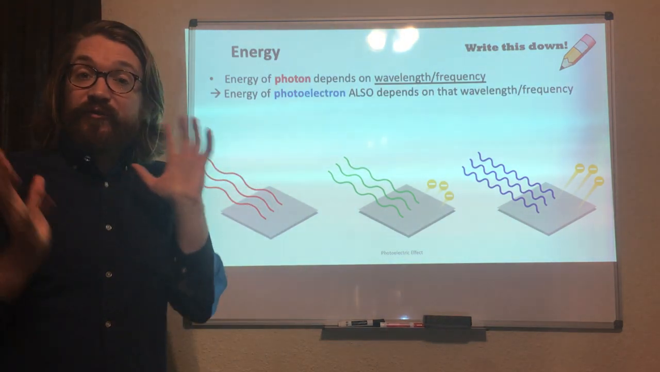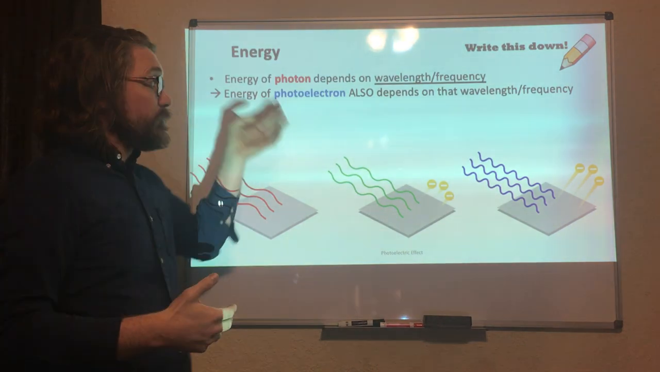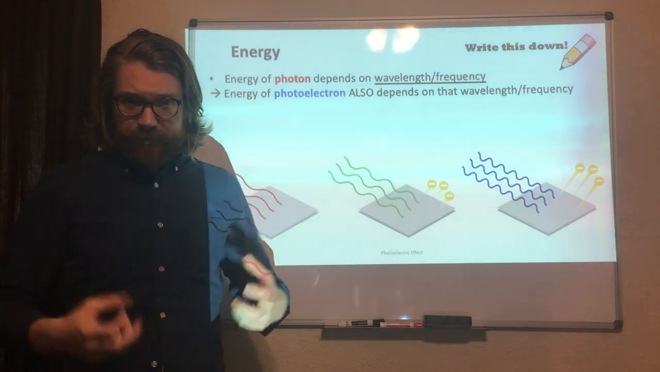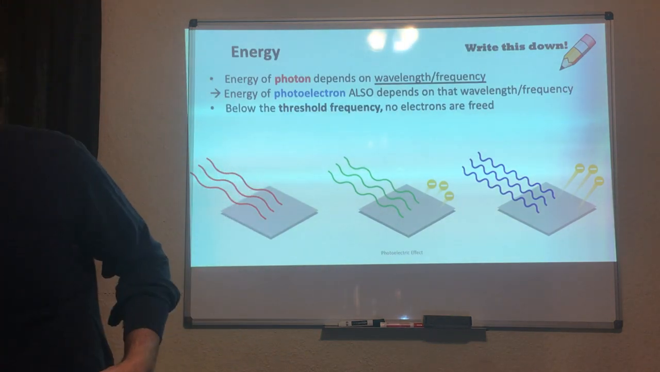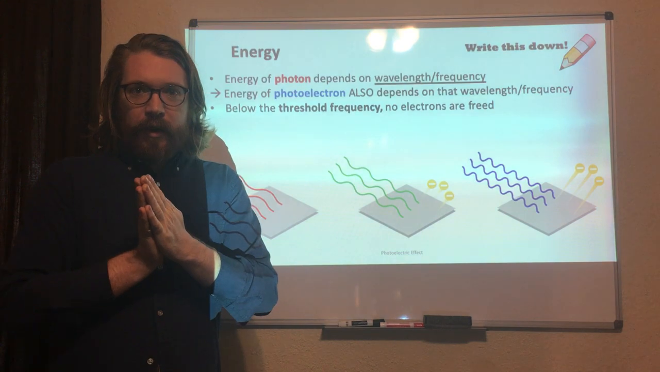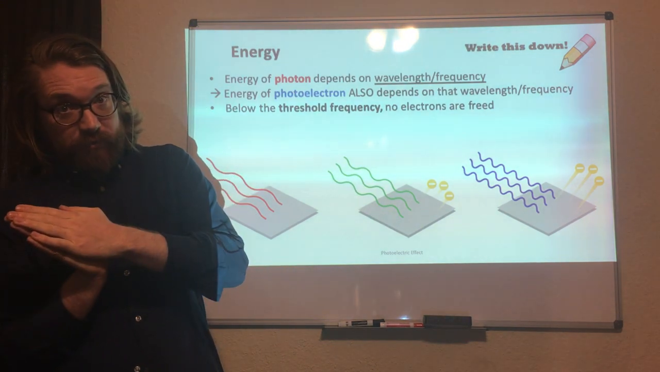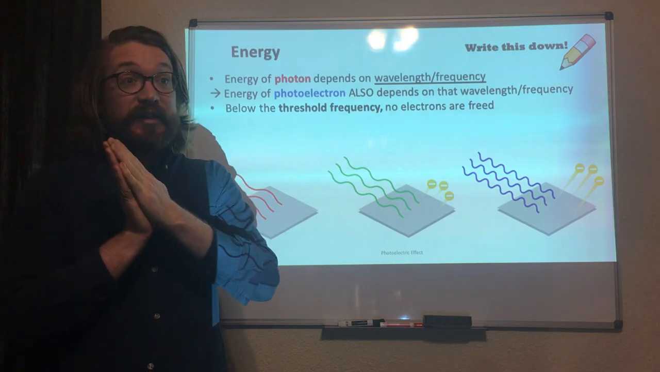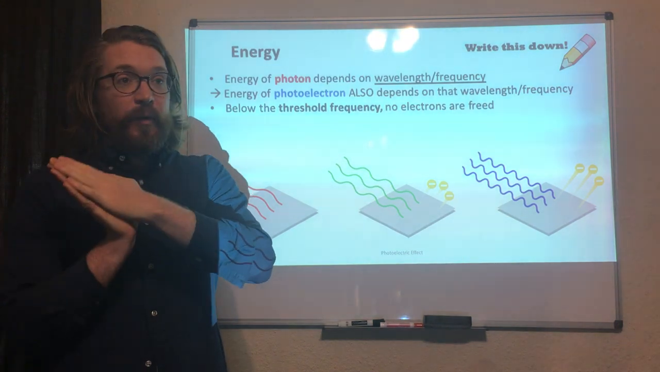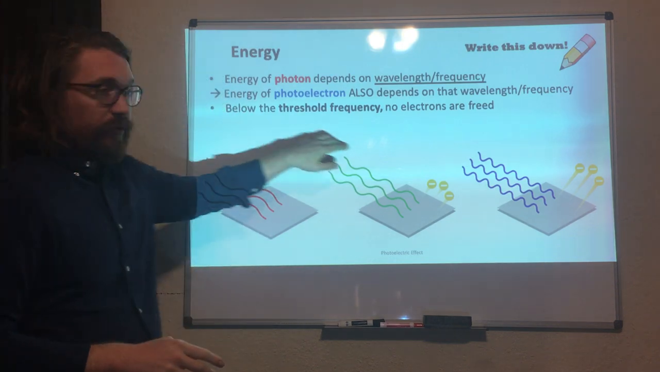So the energy of a photoelectron, the ones that are released when we shine light on the metal, also depends on the frequency. And we can take this one step further, okay? There's actually a threshold, okay, of what light releases photoelectrons, and what light does not release photoelectrons. And we call this the threshold frequency.